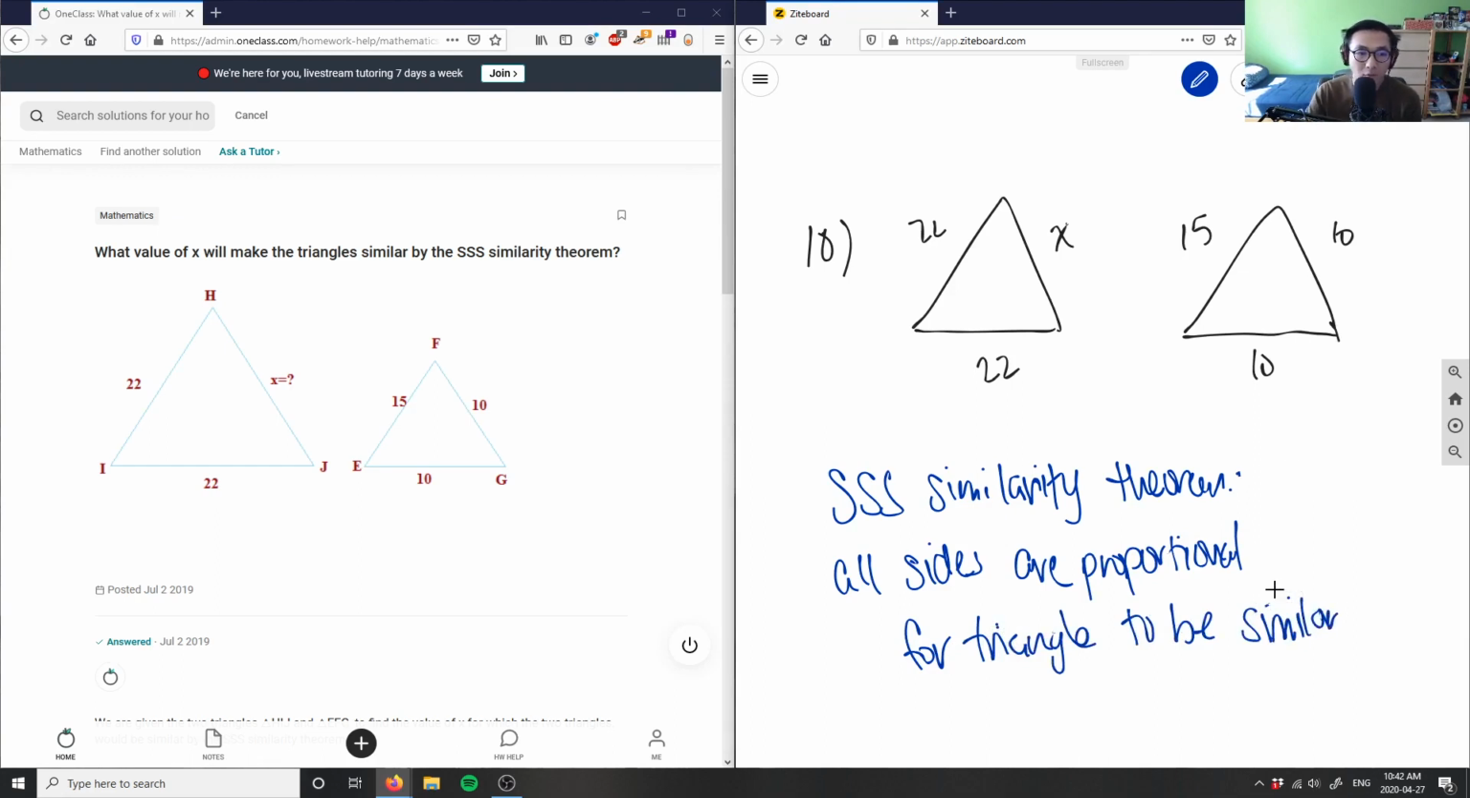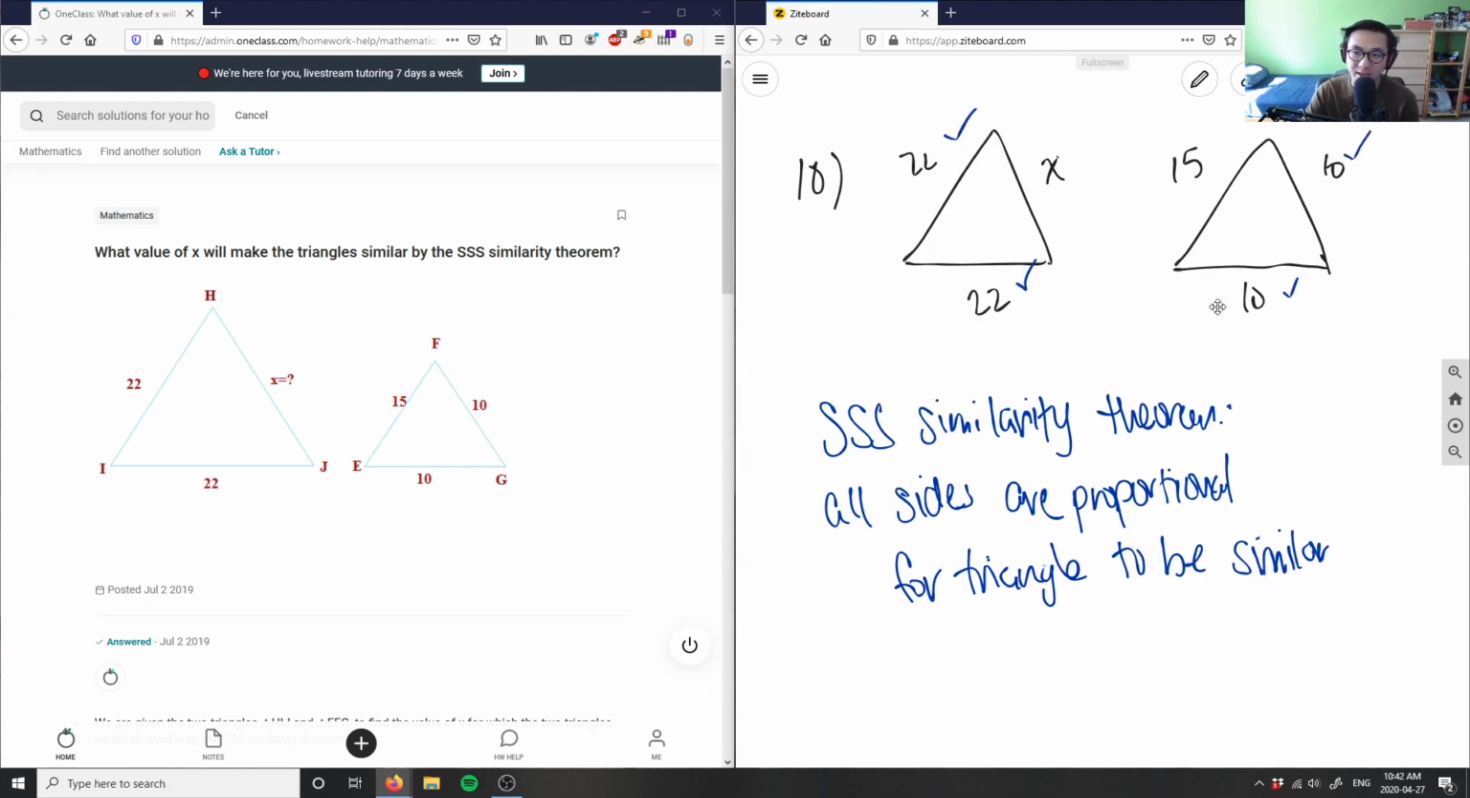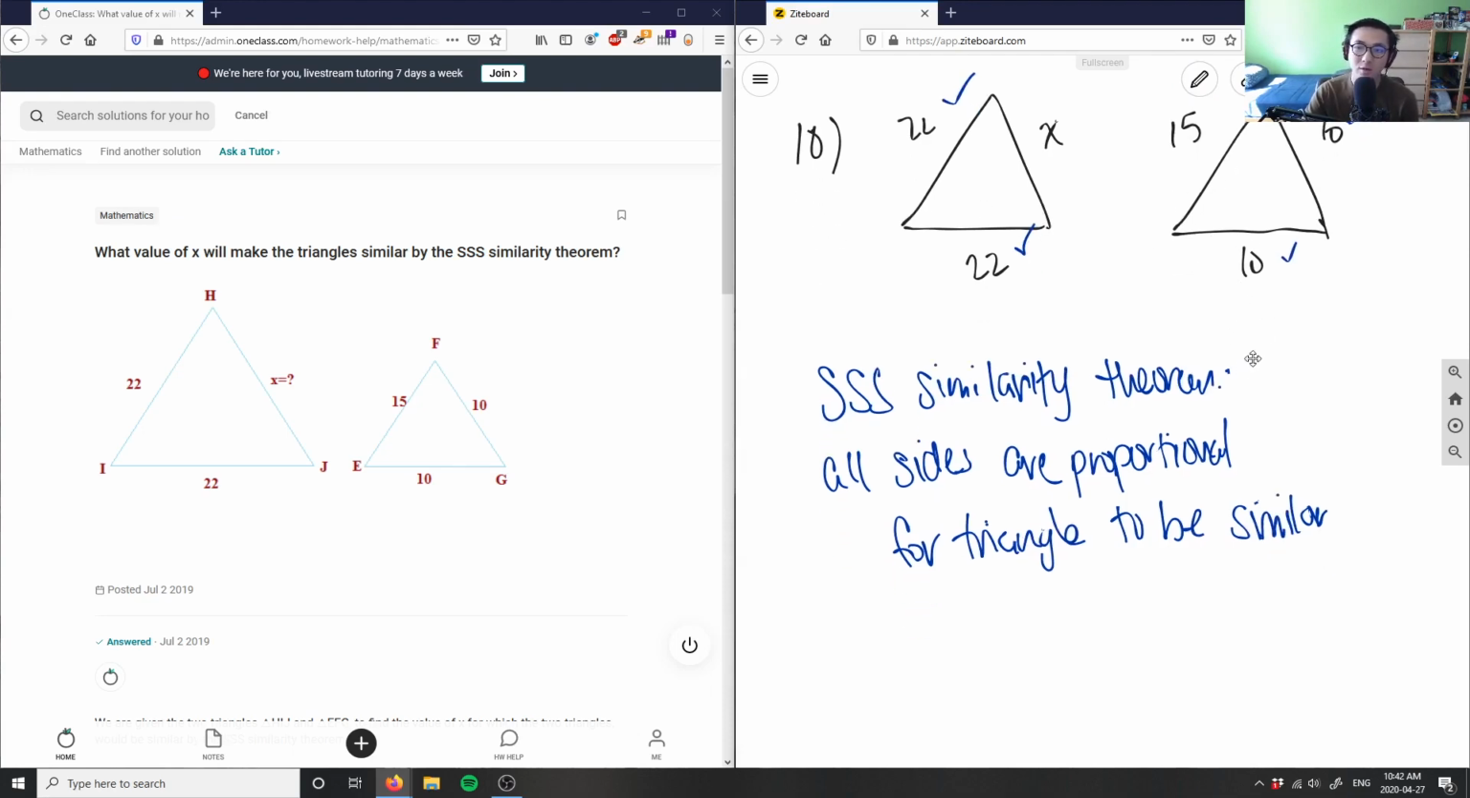So what we can do with this one here is that we have 22 and 22 and 10 and 10 here. So we can assume that is going to be my ratio here, right? I have 22 and 22, and then I have 10 and 10. So these 2 sides are good already. So the base of the triangle is good. One of the sides is good here. So I can say this ratio is correct. It's 10 to 22 here will be the ratio, right?